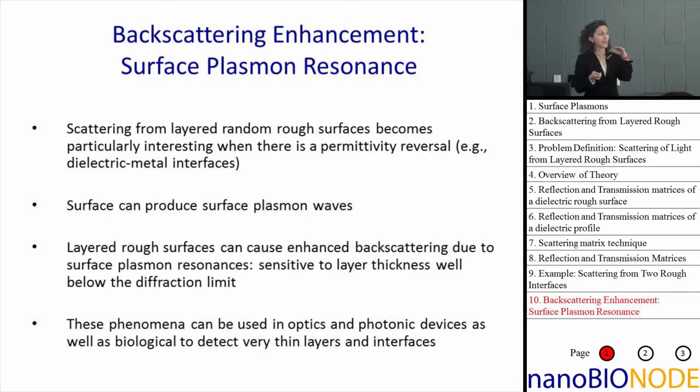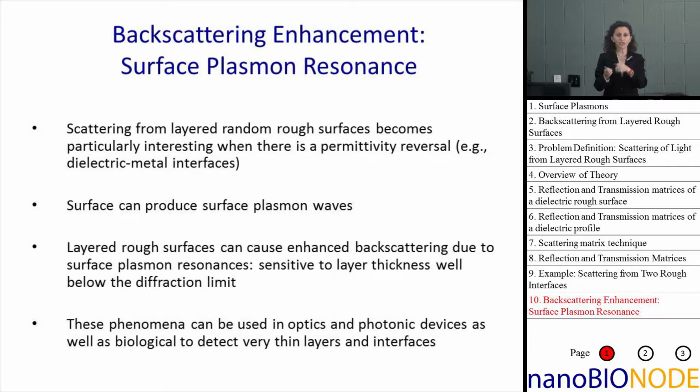So the surface plasmon effect exists even with a single surface. Even a single rough surface can produce a surface plasmon wave. And there are different mechanisms for that. You could attribute it to multiple scattering effects. Could be also resonance effects that cause it. When you have a layered, or a set of rough surfaces that have been layered, you can see, as a result of surface plasmon resonance, enhanced backscattering.